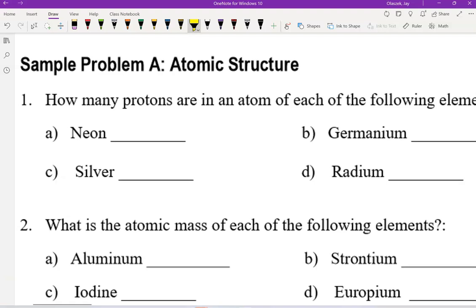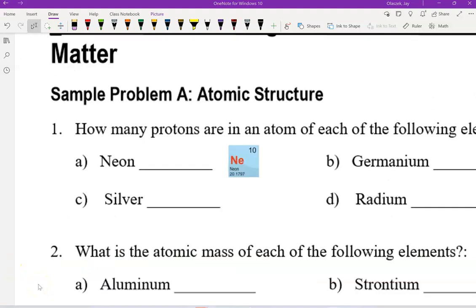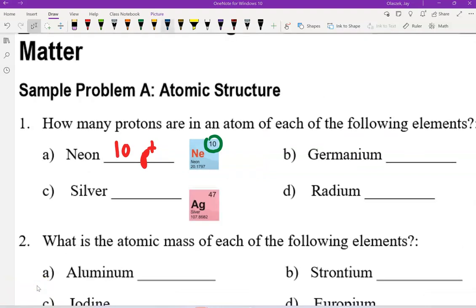We're looking at neon. How many protons are in an atom of each of the following? Let's take a look at neon. Okay, looking at neon, I'm looking at neon's atomic number here. That's the number of protons in the nucleus, and so all we have to do is look up the atomic number, and we know that neon has 10 protons in the nucleus. Let's look for silver. Okay, here's silver. We're looking at silver's atomic number, 47. That tells us that silver has 47 protons.